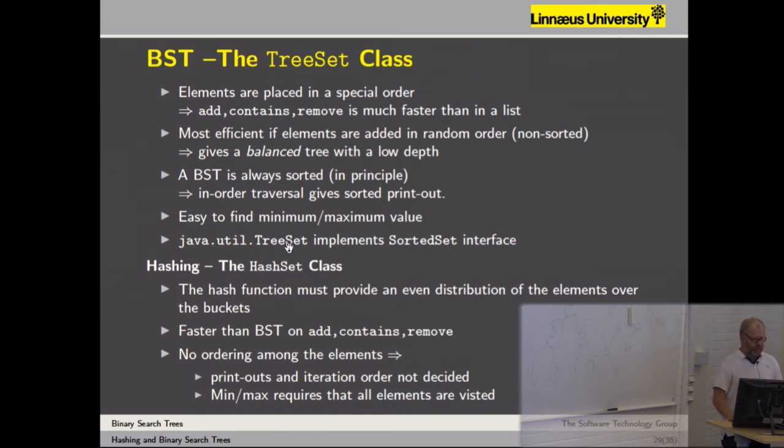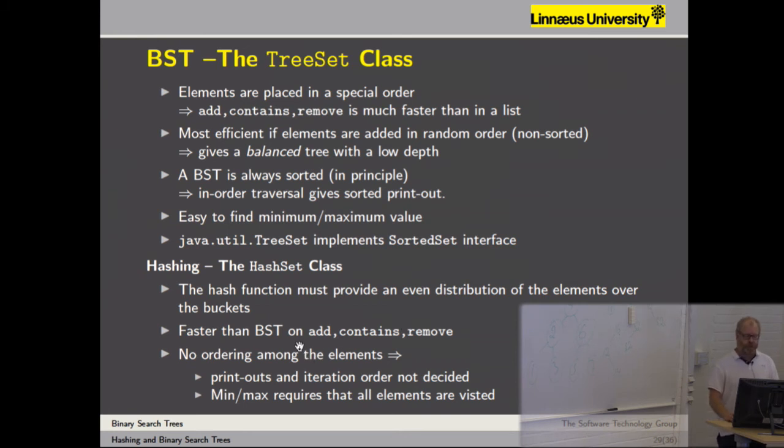The TreeSet class in the Java library actually implements a specific interface called SortedSet, because it is basically sorted. If we are comparing it with hashing and the Java HashSet class, this one must be balanced in order to work properly. The hashing must be an even distribution of the elements to work properly. If we have a poor hashing, they are not good. They require a good hash function.